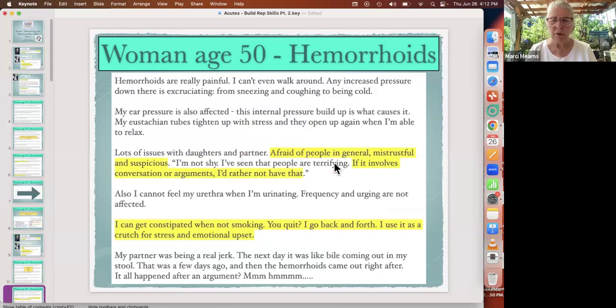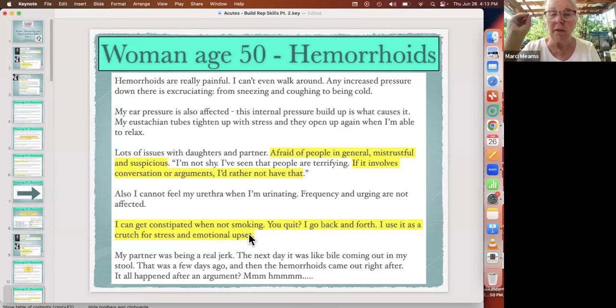Okay, so here we have the mentals. Number 1, afraid of people in general, mistrustful and suspicious. If it involves conversation or arguments, I'd rather not have that. And I remember all this happened after an argument, right? She also says down here, I can get constipated when not smoking. I use it as a crutch for stress and emotional upset.